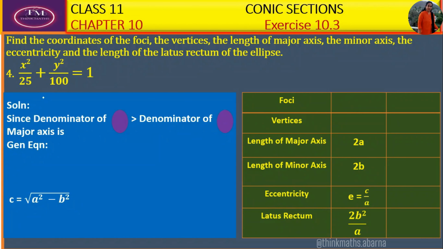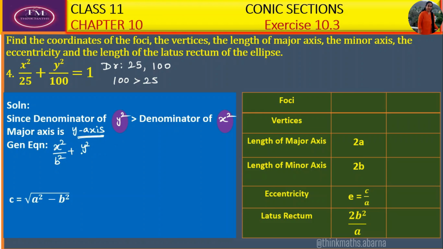Fourth problem, x square by 25 plus y square by 100 equal to 1. So what are the denominators? The denominators are 25 and 100. Who is greater? 100 is greater than 25. So whose denominator is 100? y square. So denominator of y square is greater than denominator of x square. Therefore major axis is y-axis. If the major axis is y-axis, x square by b square.